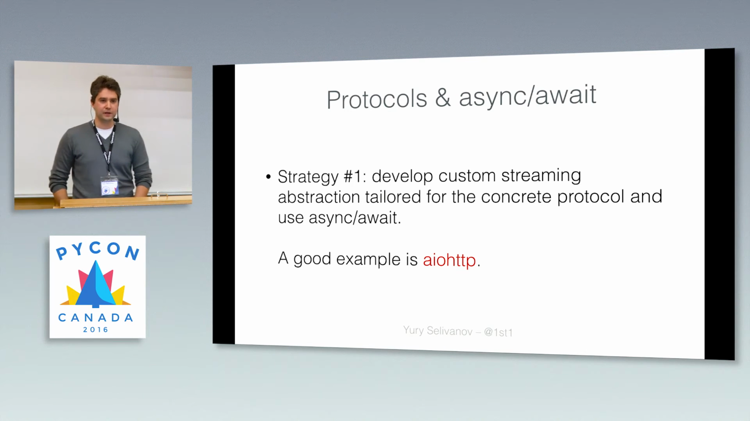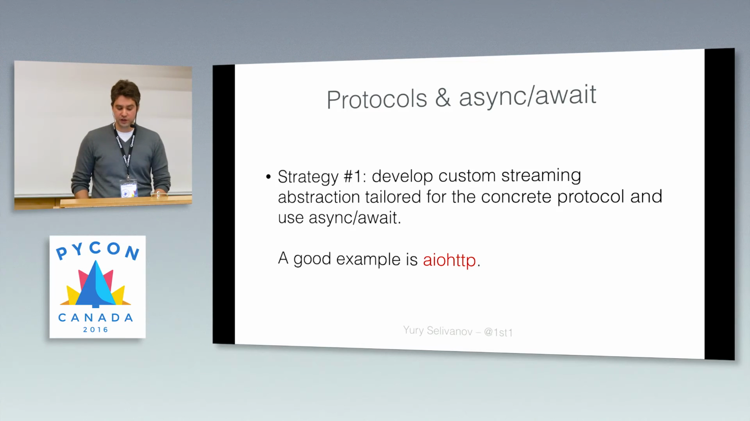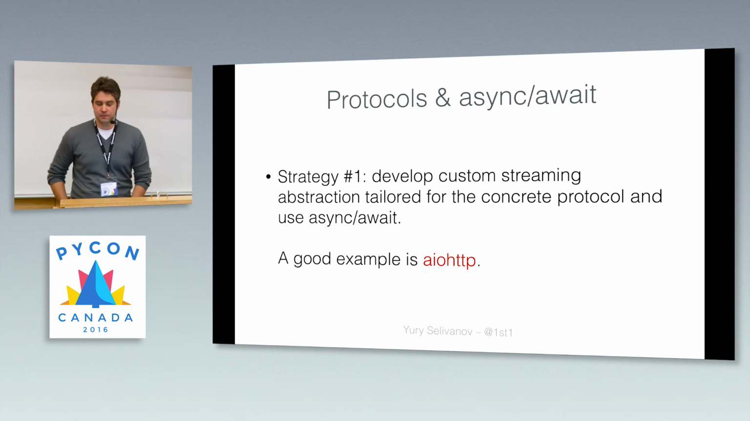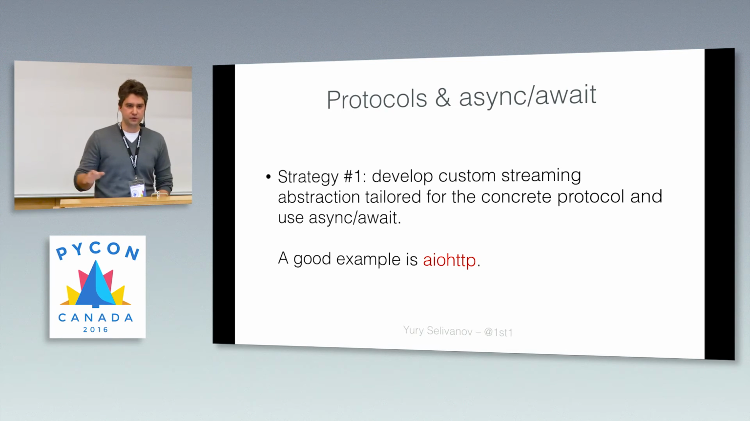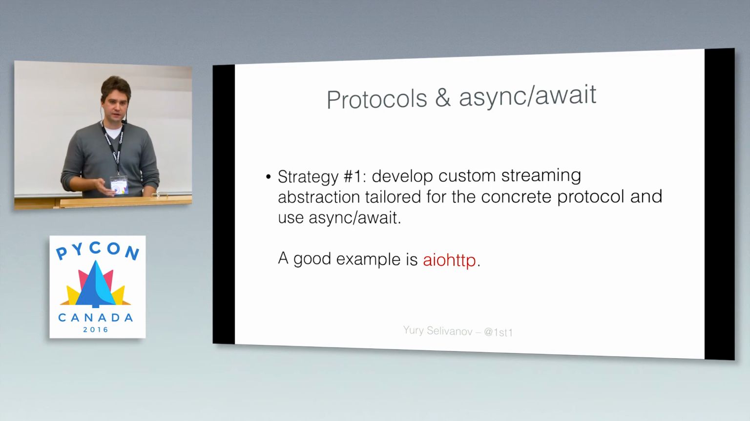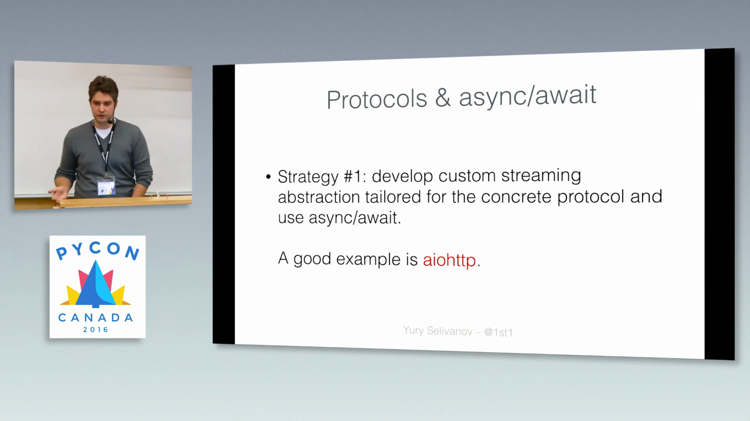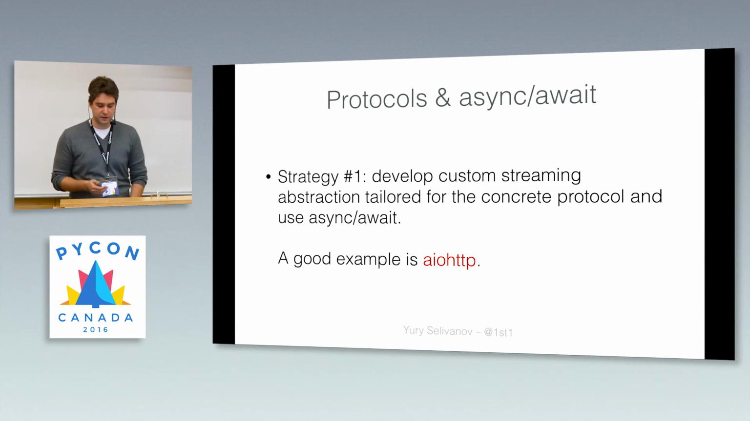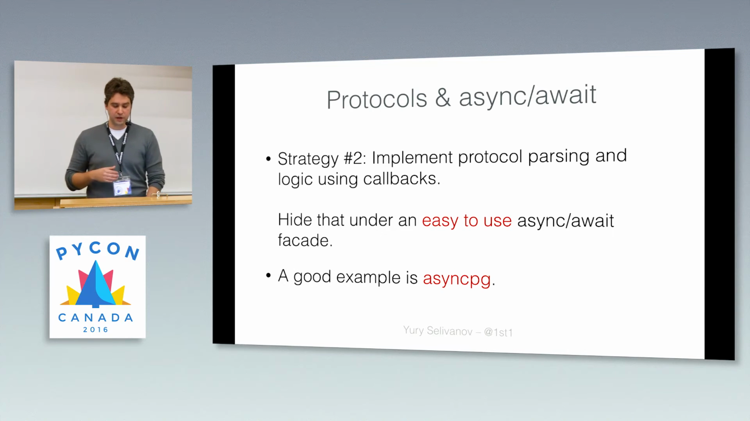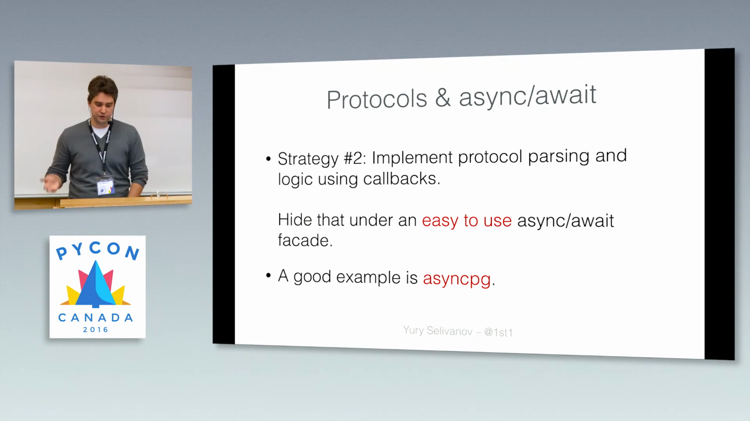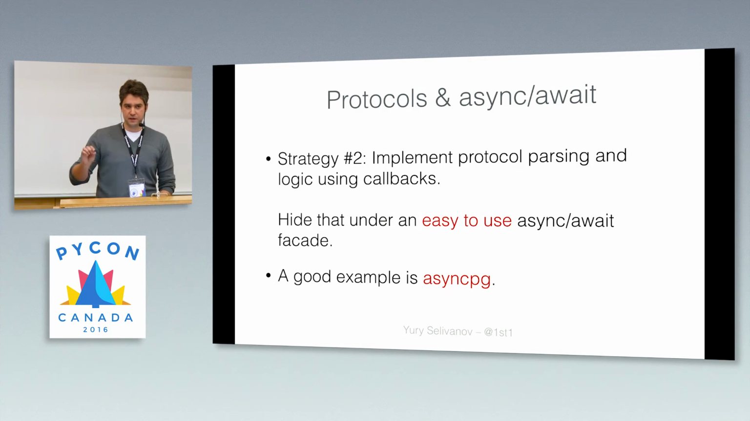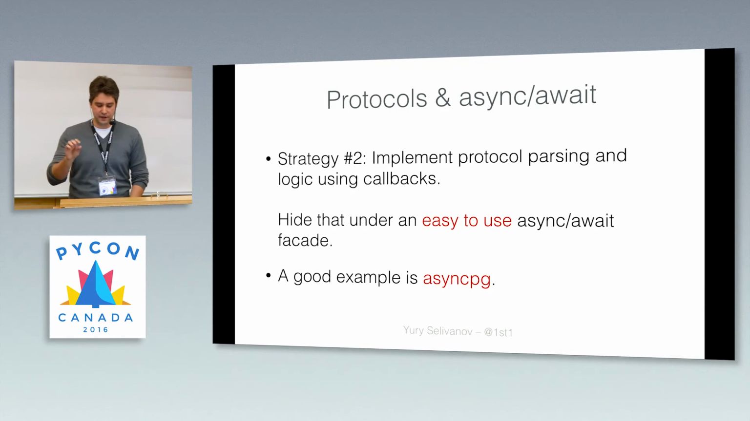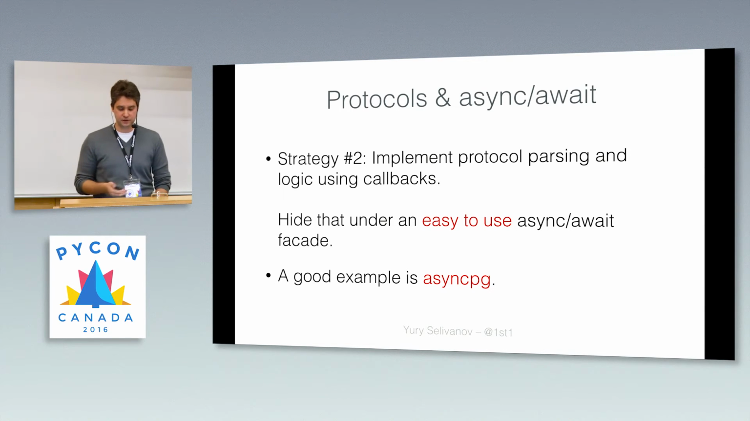So if you want to implement a high-performance library, you basically have two choices. Strategy number one is to develop custom streaming abstraction using Python, using async await. And a good example of that is AIO HTTP. It's fine. Its code is pretty readable. It's pure Python, but it's not as fast as it could be. Strategy number two is to implement everything using callbacks and using C or Python. And then have a nice small layer of async await compatibility. That's how you do it.